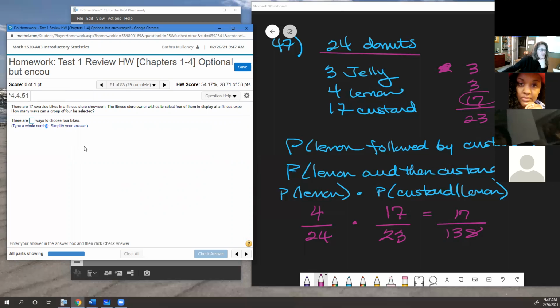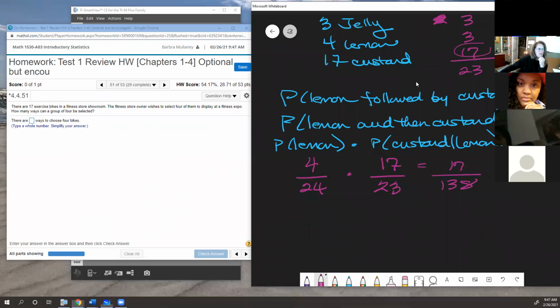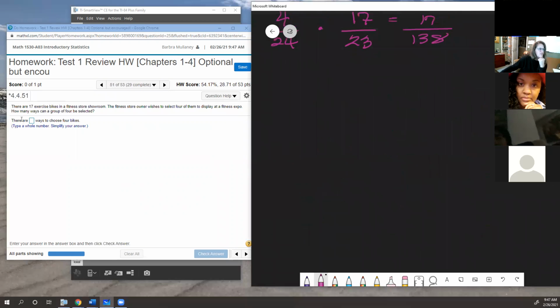There are 17 exercise bikes in a fitness store showroom. The fitness store owner wishes to select 4 of them to display at this expo. How many ways can a group of 4 be selected out of 17? So the question is, we need to know whether it's a permutation or a combination.